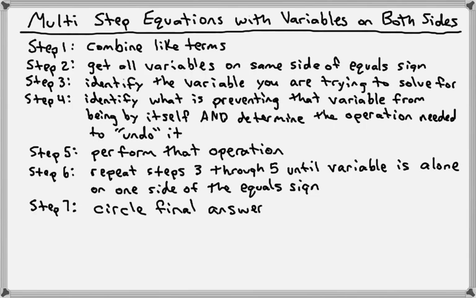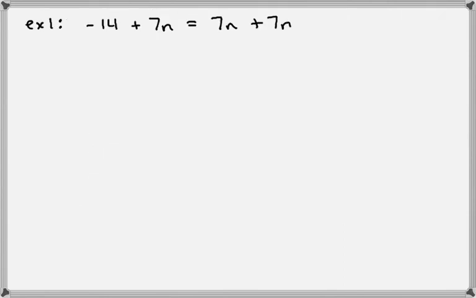Step 6, you're going to repeat steps 3 through 5 until the variable is alone on one side of the equal sign. And finally, our last step is to make sure we circle the final answer. Let's look at some examples.